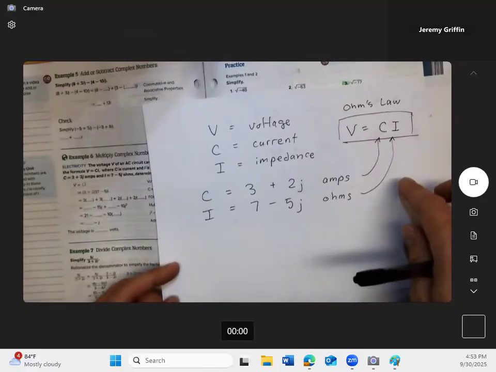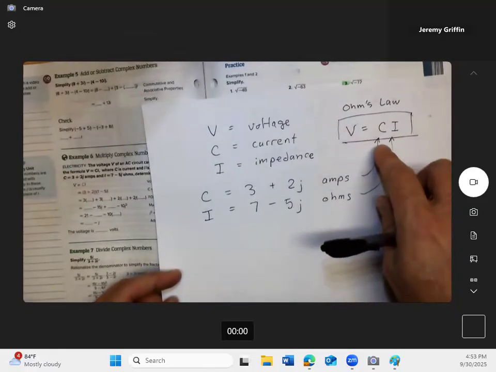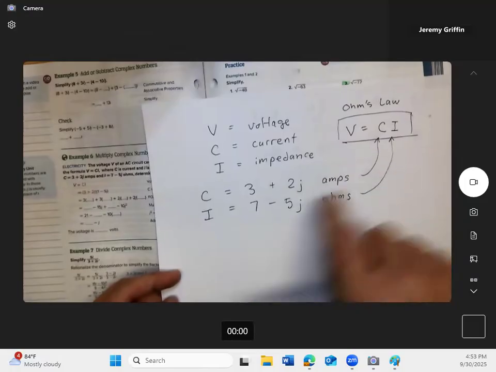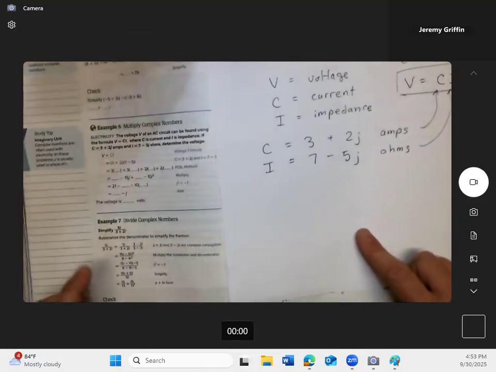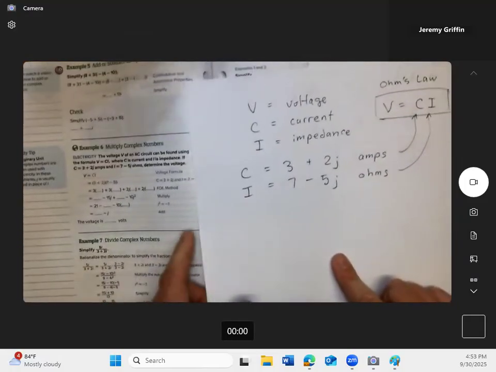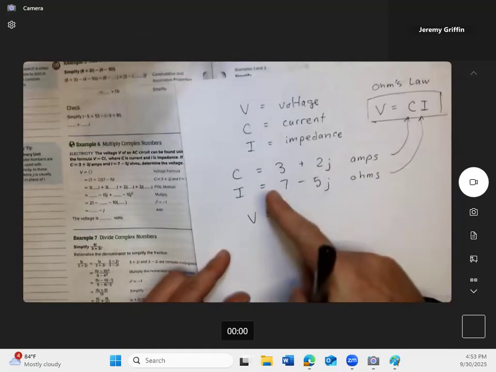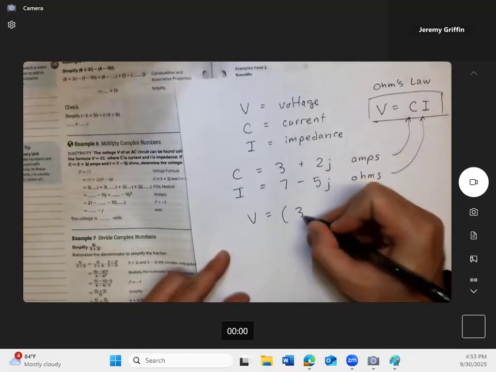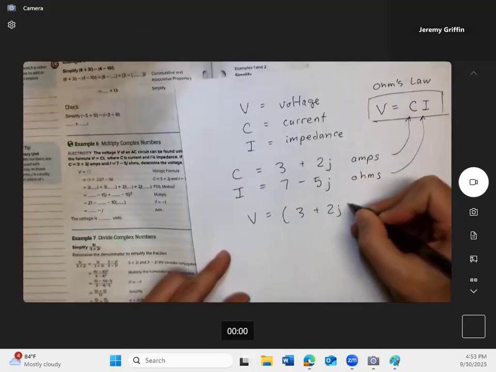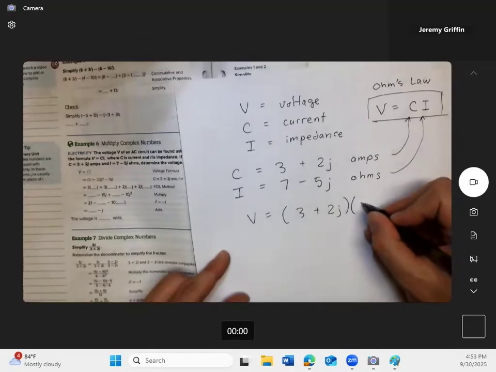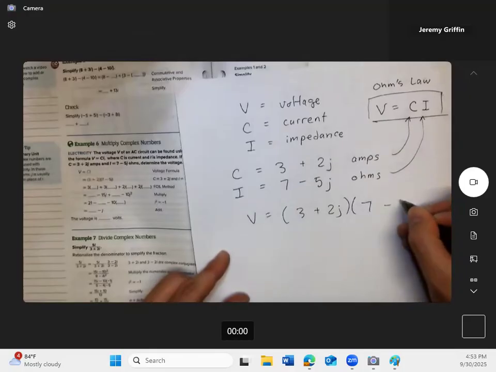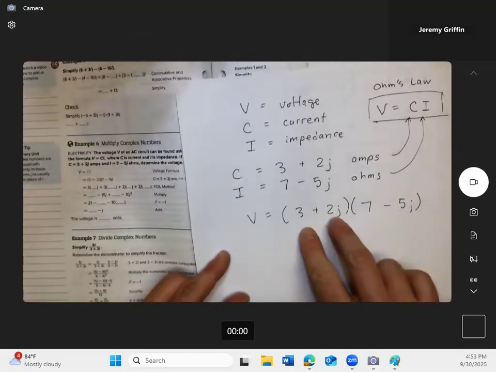And maybe later on, if they give you the voltage and they ask for the current or the impedance, you could divide these, right? Oh yeah, I think that's the next example. It's coming up. So we're going to multiply. The voltage is equal to current times impedance. The current is 3 plus 2J. Remember, J is the square root of -1, so imaginary makes it imaginary. And then the impedance is 7 minus 5J. So this is amps, this is ohms.